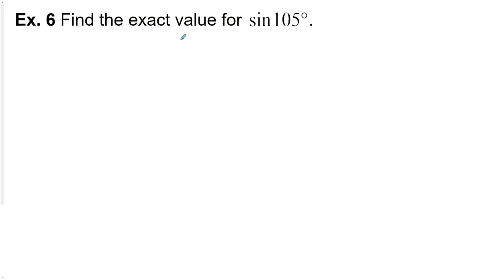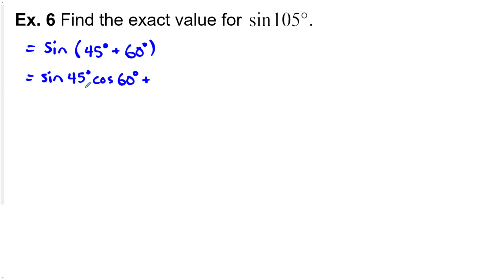Now we want to find the exact value for sine 105 degrees. So we need to think of two angles we can combine in some way to get 105. So say you thought of maybe 45 degrees plus 60 degrees. Now they have to be two angles that we know, otherwise this isn't going to work. Now we use sine's sum identity, so that would be sine 45 cos 60, and then sine 60 times cos 45 degrees.